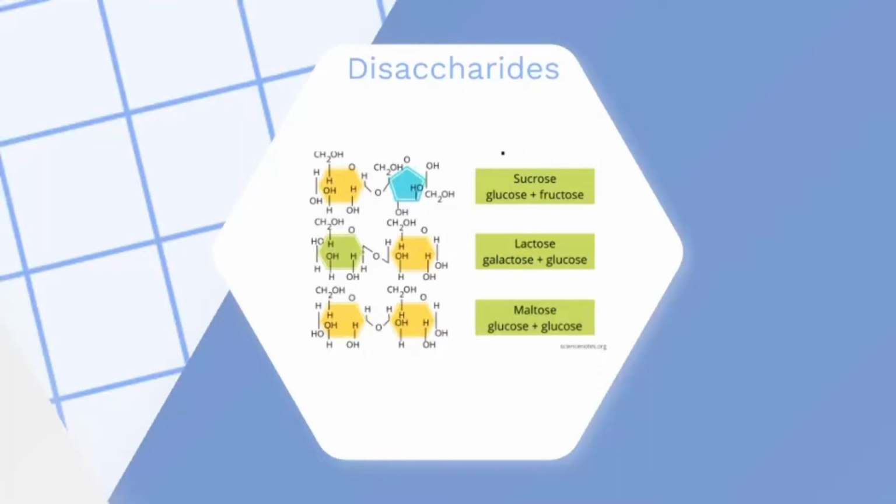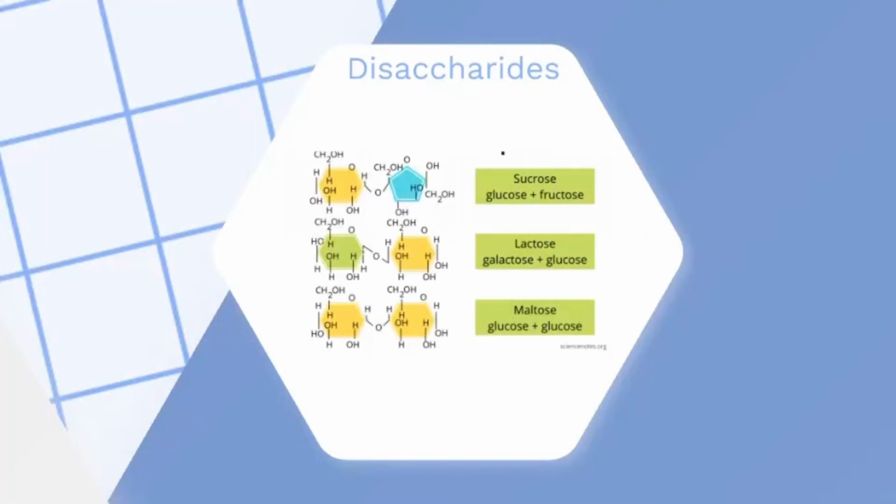It's important to know which monosaccharides form which disaccharides. Maltose is a disaccharide formed by condensation of 2 glucose molecules. Sucrose is a disaccharide formed by the condensation of a glucose molecule and a fructose molecule. Lactose is a disaccharide formed by condensation of a glucose molecule and a galactose molecule.